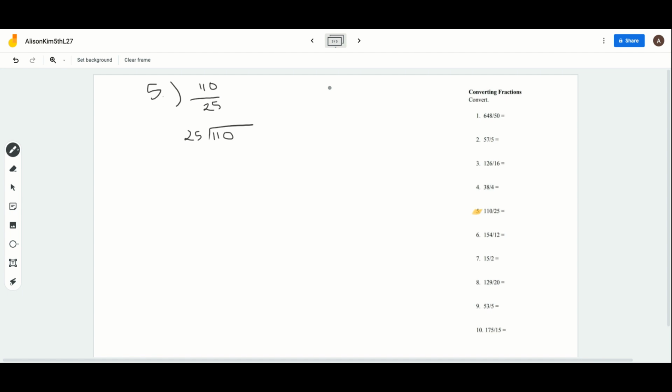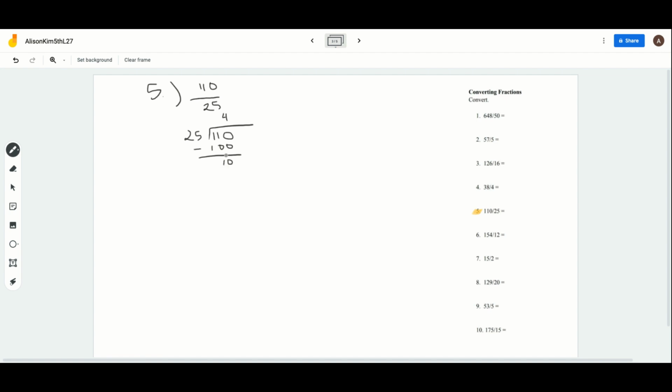25 can't go into 11, so we're going to move on to 110. We know that 25 times 2 is 50, and we could go much higher, so let's shoot for 4. 25 times 4 equals 100. Seems better. Let's try one more just in case. 25 times 5 equals 125, which is way over 110, so we're going to stick with 4. We get 4 here, and we subtract 100 from 110 to be left with 10. We could make it into a decimal, but we're going to turn it into a mixed number, so this becomes a remainder.